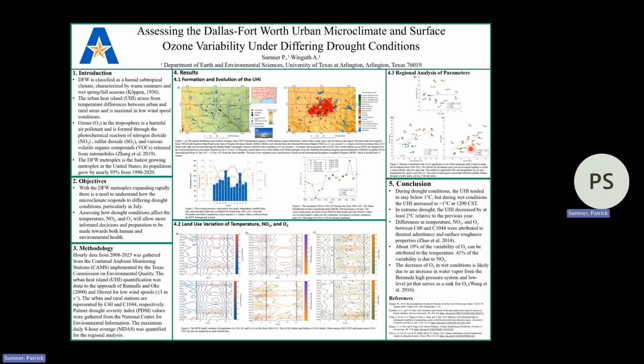Sources of this moisture could be the Bermuda high pressure system in the Atlantic Ocean or the Great Plains low level jet, both of which transfer water vapor from the Gulf of Mexico to DFW.